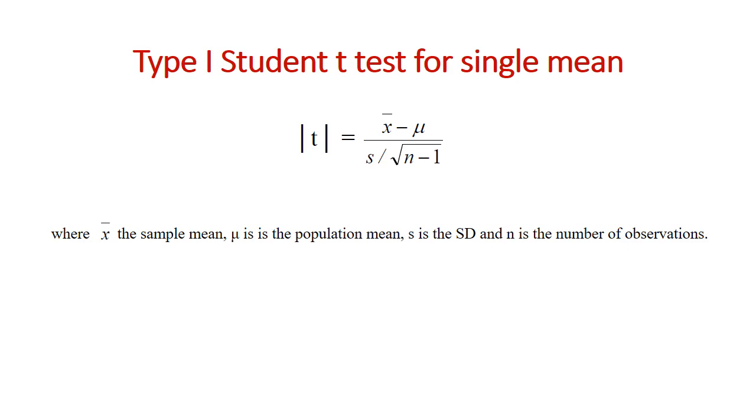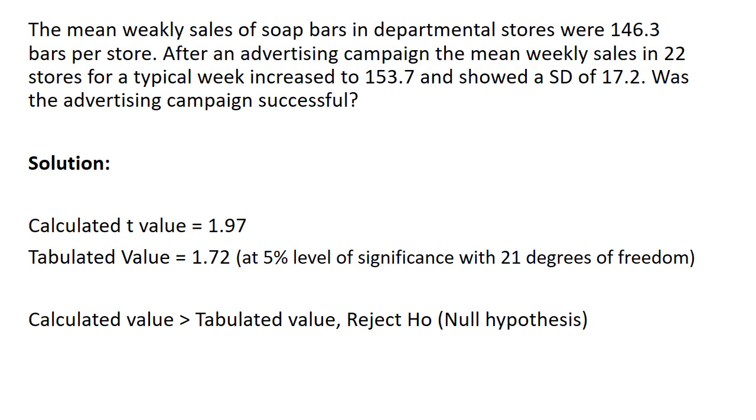So the modulus of t is equal to (x bar minus mu) by (s by root of n minus 1), where x bar denotes the sample mean, mu denotes the population mean, s denotes the standard deviation, and n denotes the number of observations. Now let us see a sum on it.